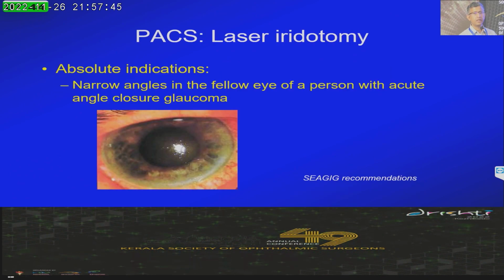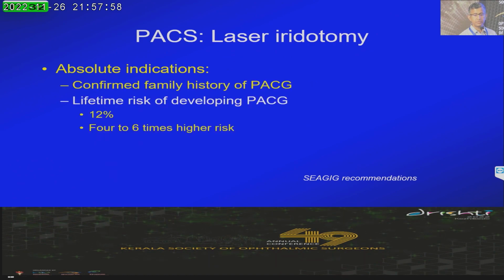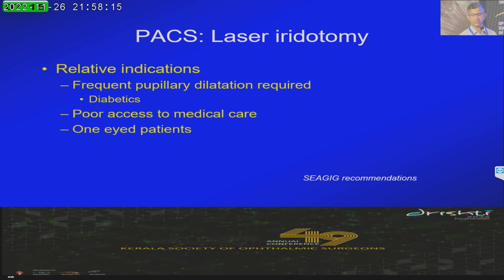So therefore it doesn't really make sense for us to rush in and do something when it is not really indicated. So what are the absolute indications? The absolute indications are what have been reported by the CGIG and more recently by the GSI: the fellow eye of anybody who's had an acute primary angle closure attack, and somebody with a family history of PACG, because if you have a family history of PACG, there's a 4 to 6 times greater risk that you will develop PACG. So if you see somebody with a narrow angle whose father, brother, sister, somebody has angle closure glaucoma, go ahead and do the YAG-PI even if there's no other risk factor.